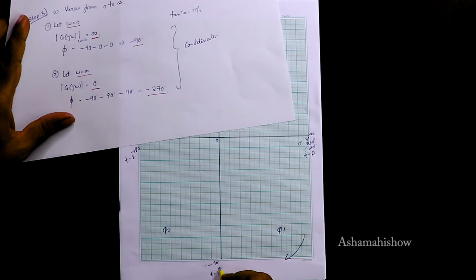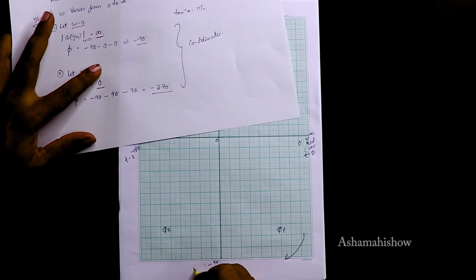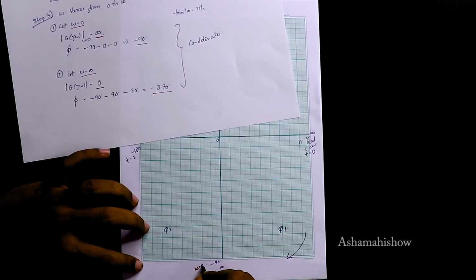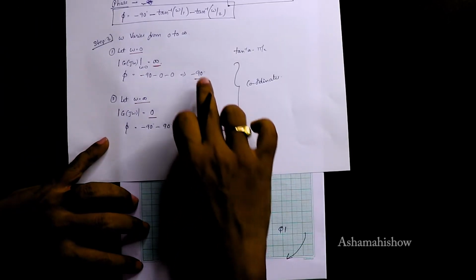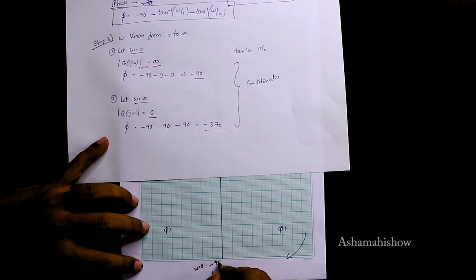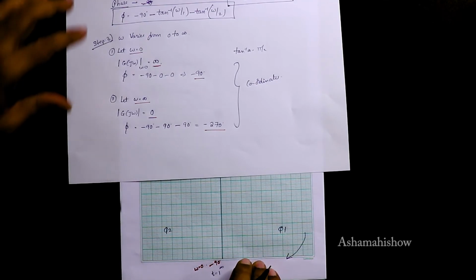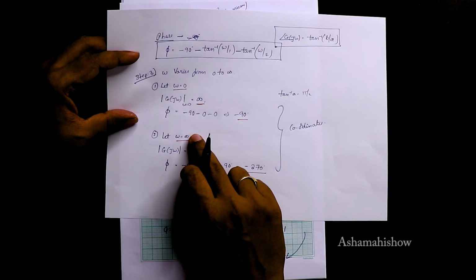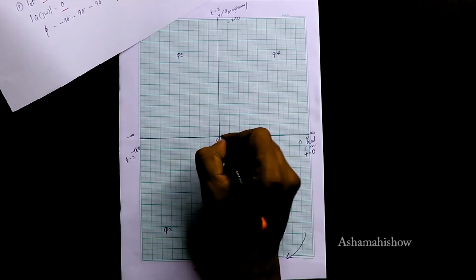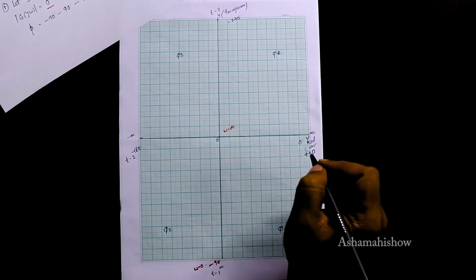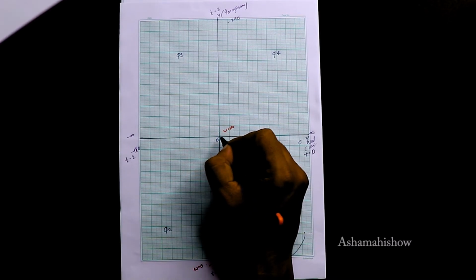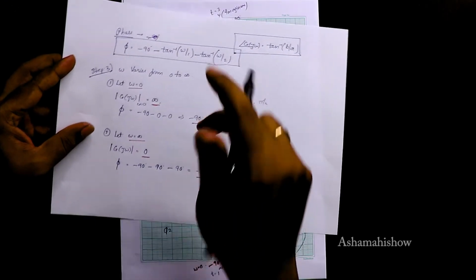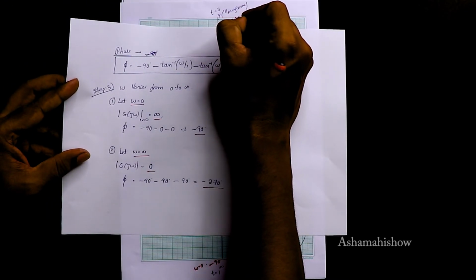So here is omega equal to 0, and your phase angle is minus 90, which is minus 90 here. Now omega equal to infinity: if we put omega to infinity, we got magnitude as 0. So this 0 means here is omega equal to infinity, and your angle is minus 270. So this is minus 270.